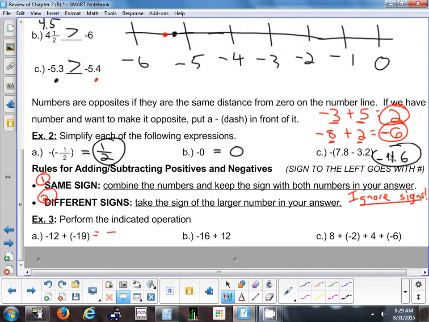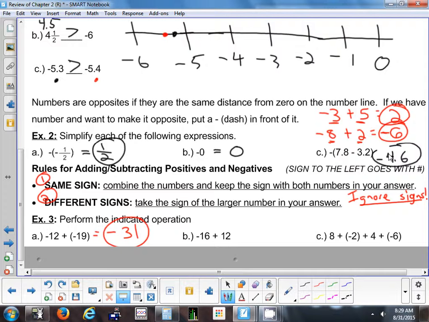Now because I have my sign there, what do I do with 12 and 19? Add them together, right, Sam? So what am I going to get? 31. Again, guys, if you're not sure on that one, just use a calculator. If you're not sure about adding and subtracting positives and negatives, you can use a calculator too.